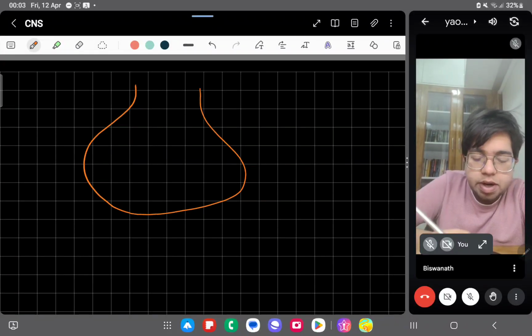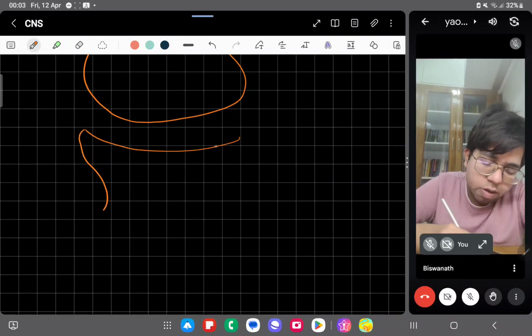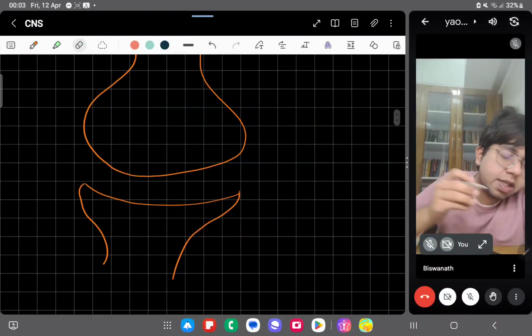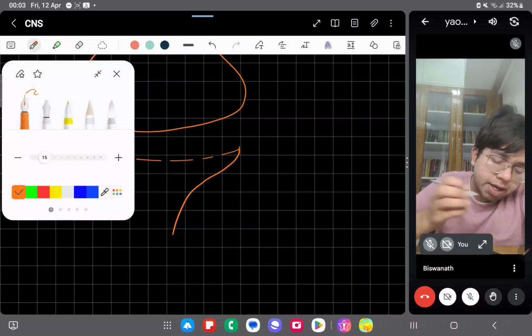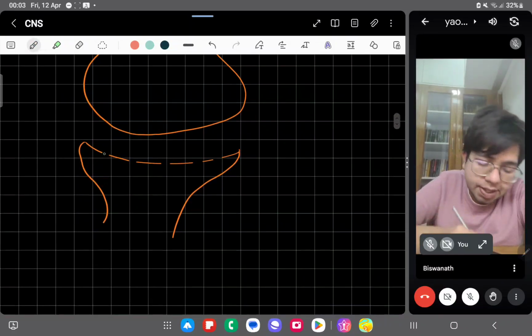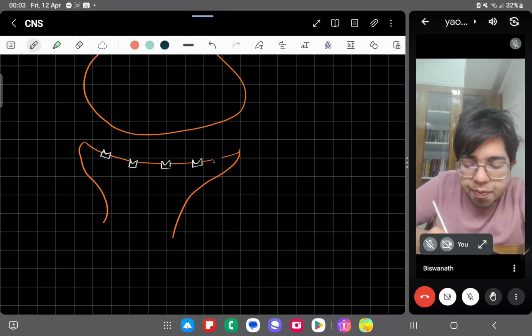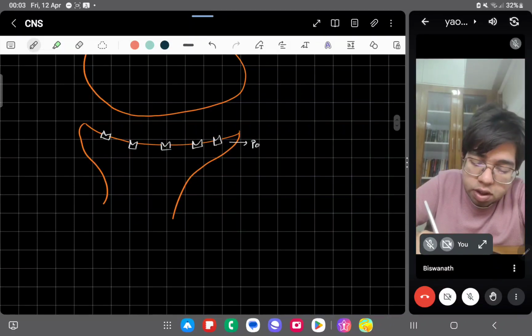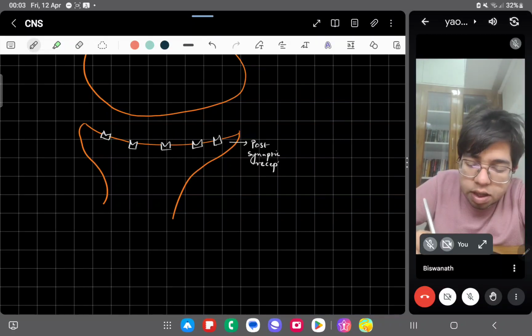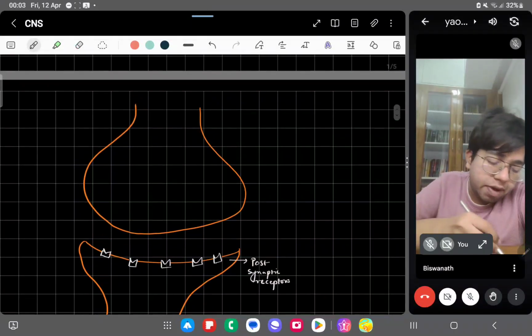Let me draw. I will suggest that you also draw with me. It will be better if your presentation style gets improved a bit. It matters a lot how you present in your exam. So basically, we have receptors here. These are nicotinic receptors for acetylcholine. These are your postsynaptic receptors. And in the presynaptic membrane, what we have, all this.